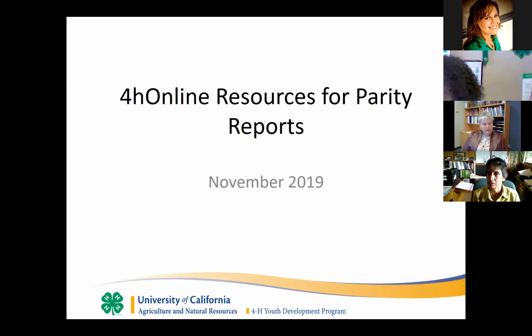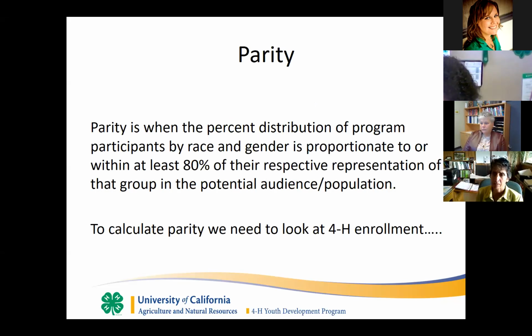Thank you. Sorry, it took me a minute to unmute myself. So before we get into parity, I wanted to go over some of the resources regarding 4-H Online and how we get the data that's used for the parity reports. I'm sure you've heard this in previous years, but for those of you that are new, just a reminder that parity is when the percent distribution of the program participants by race and gender is proportionate to or within 80% of the respective representation of that group in the potential audience population. So this is based upon what is in your county and what your program is serving.